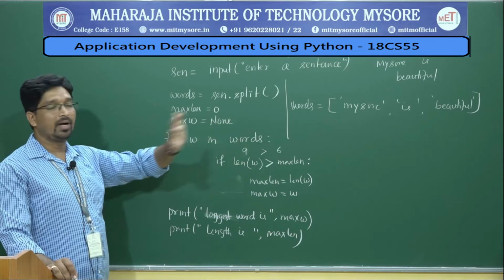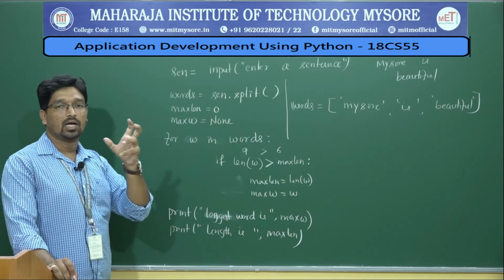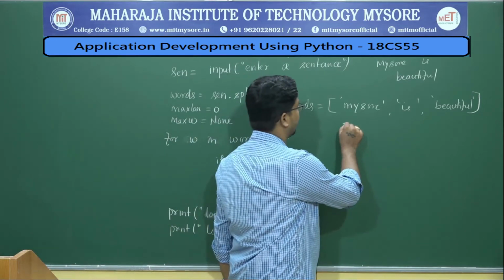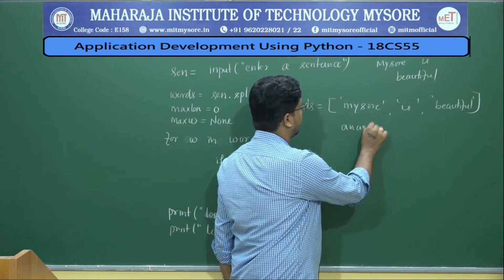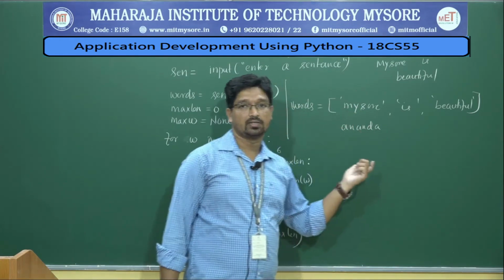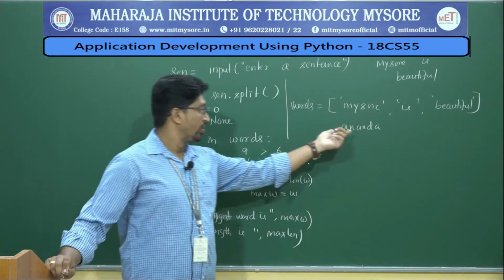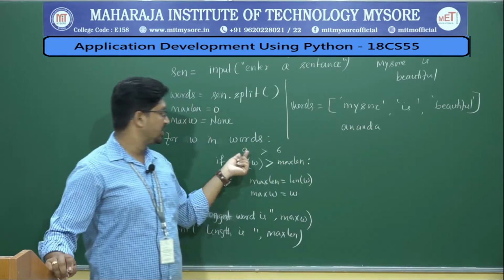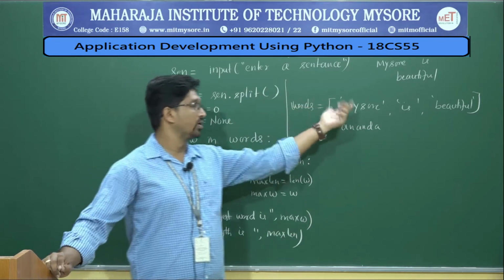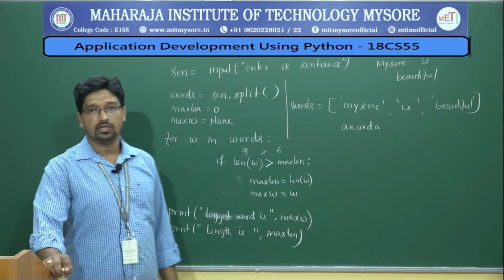But here the drawback is, if two words consist of the same length, let us say Mysore as well as, I will say, Ananda. Okay, 6 characters, 6 characters. Then what happens? When it processes 6, whether 6 is greater than 6? No. So it will just go back. Only the first word is considered.